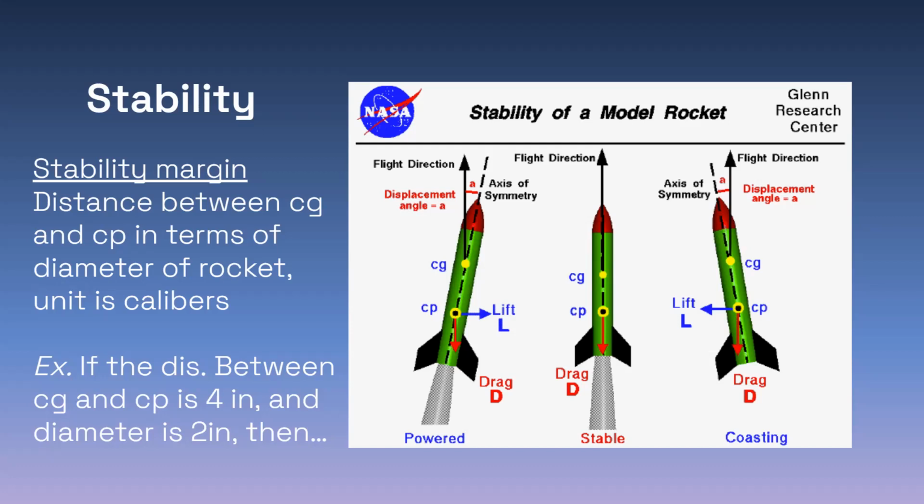So stability of a model rocket is very important from a safety standpoint, because it can mean the difference between whether your rocket is going to go straight or whether it's going to point the wrong way.